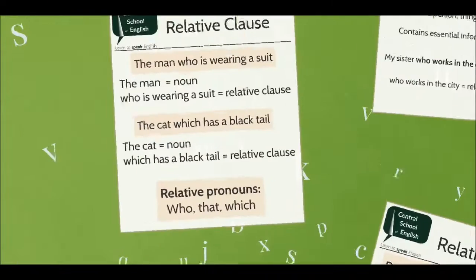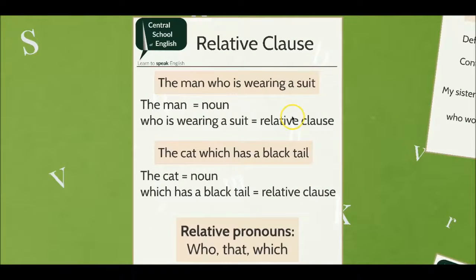Let's look at some examples of relative clauses. The man who is wearing a suit. In this sentence, the man is the noun, who is wearing a suit is the relative clause. The cat which has a black tail. In this sentence, the cat is the noun, which has a black tail is the relative clause. When creating a relative clause, we must begin each relative clause with a relative pronoun. Three common relative pronouns are who, that, and which.